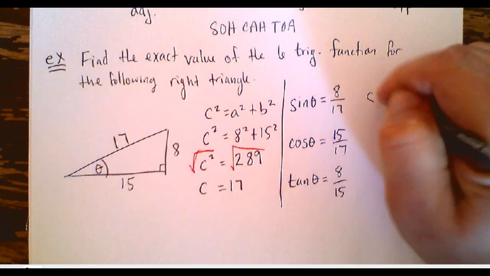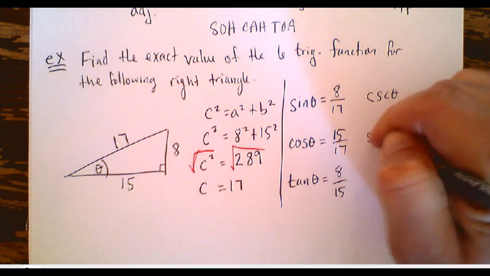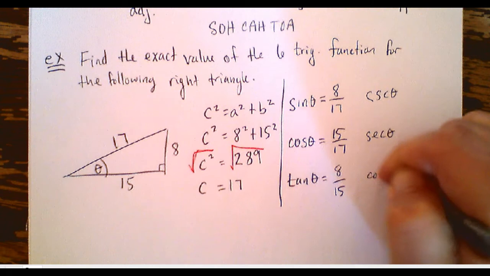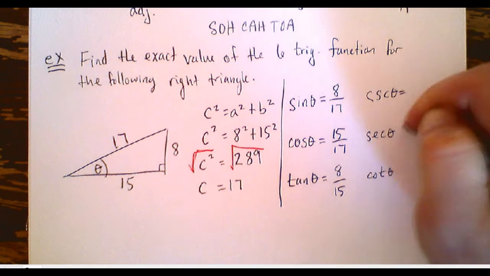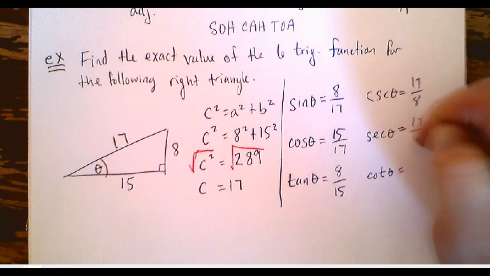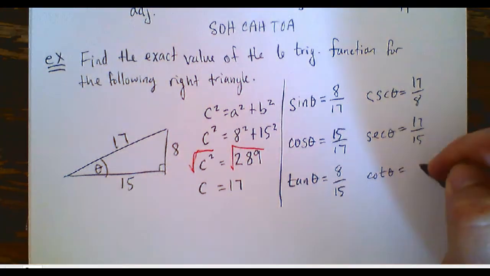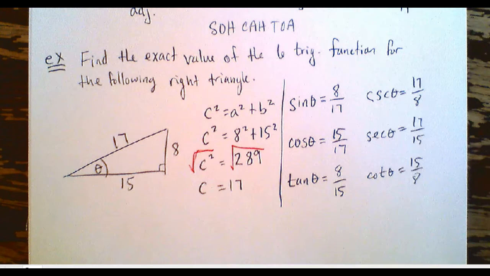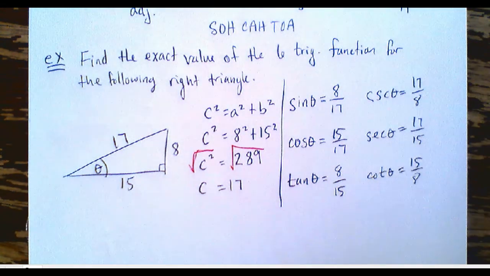And we can get the three others by simply flip-flopping the fractions. So 17 over 8, 17 over 15, and our cotangent is 15 over 8. Pretty simple. Okay.